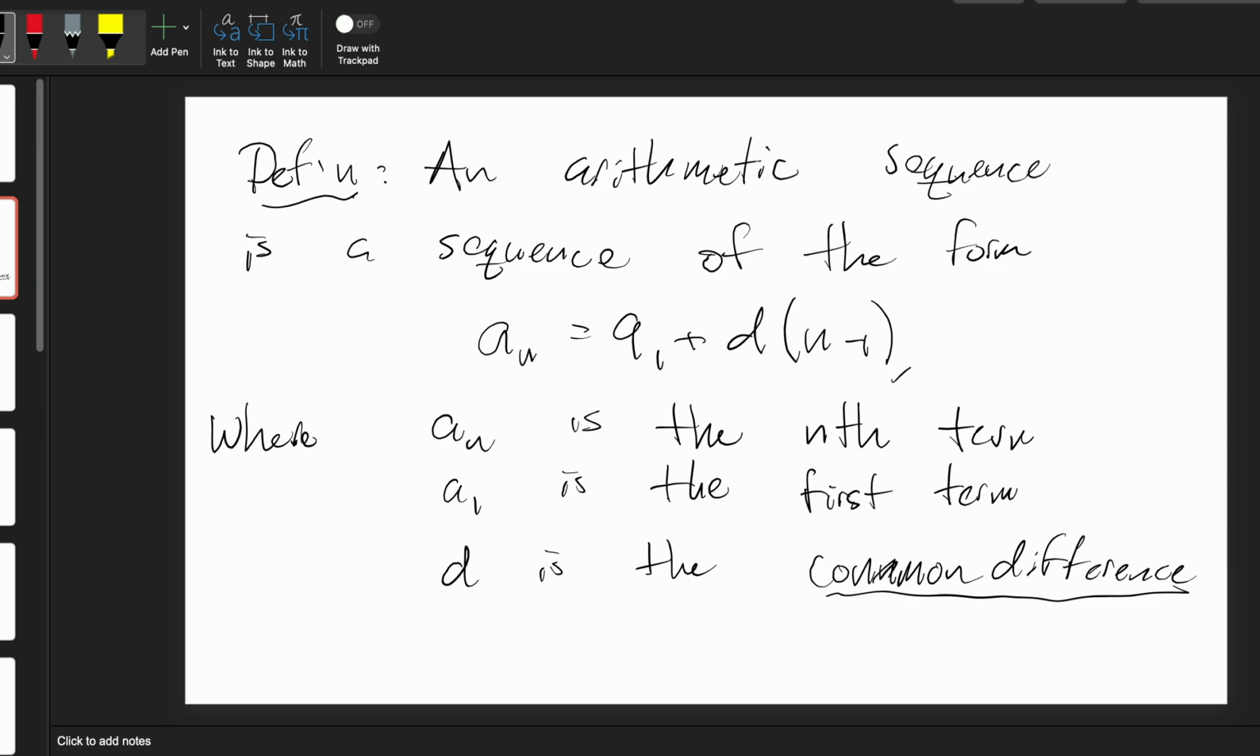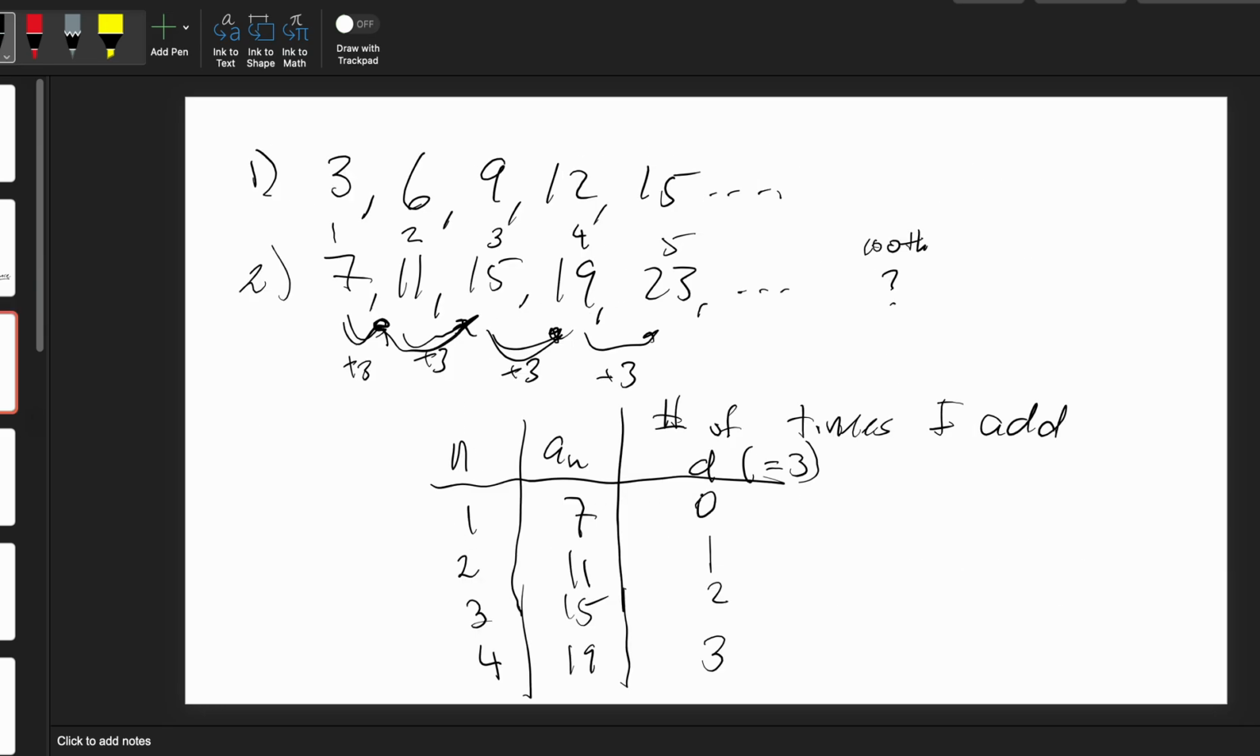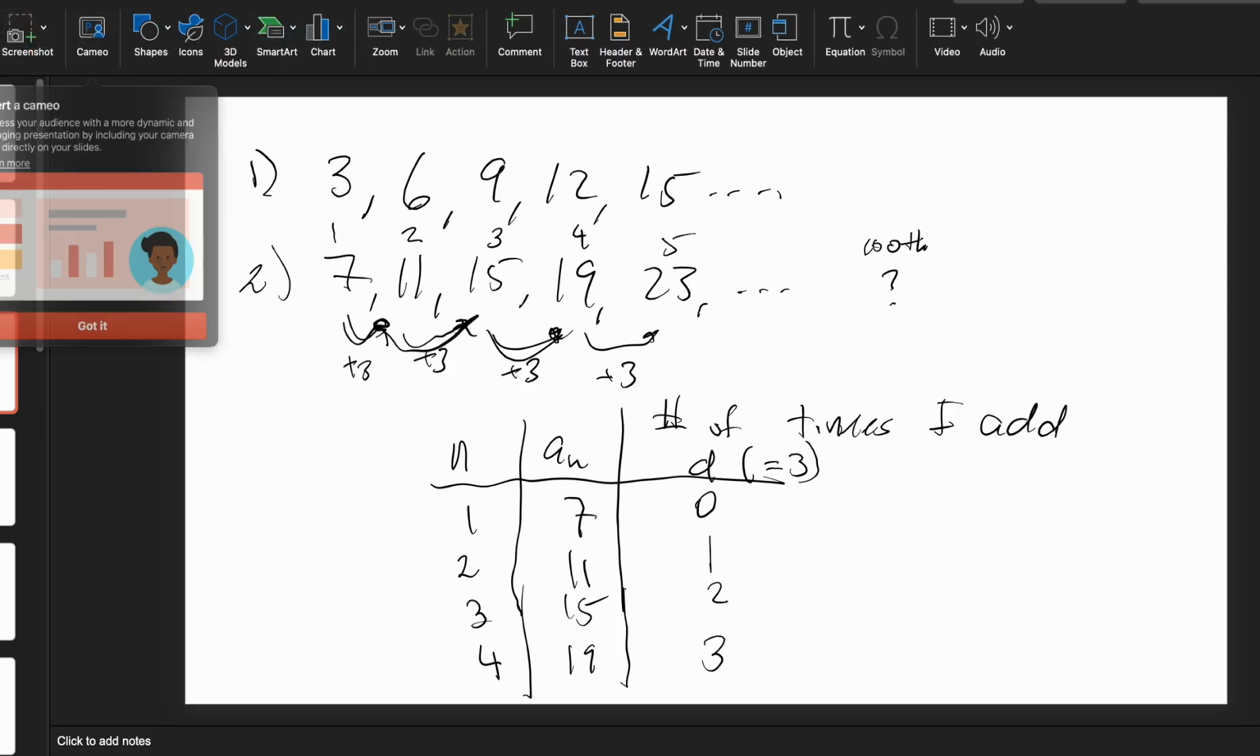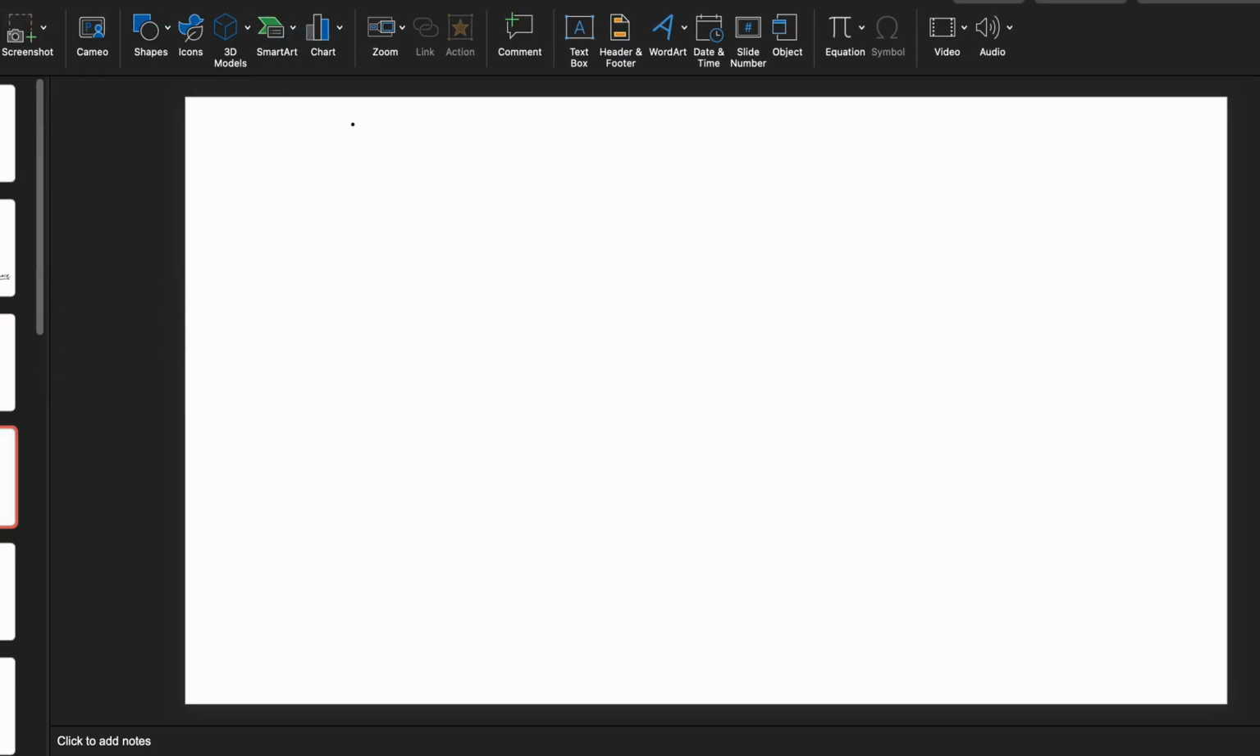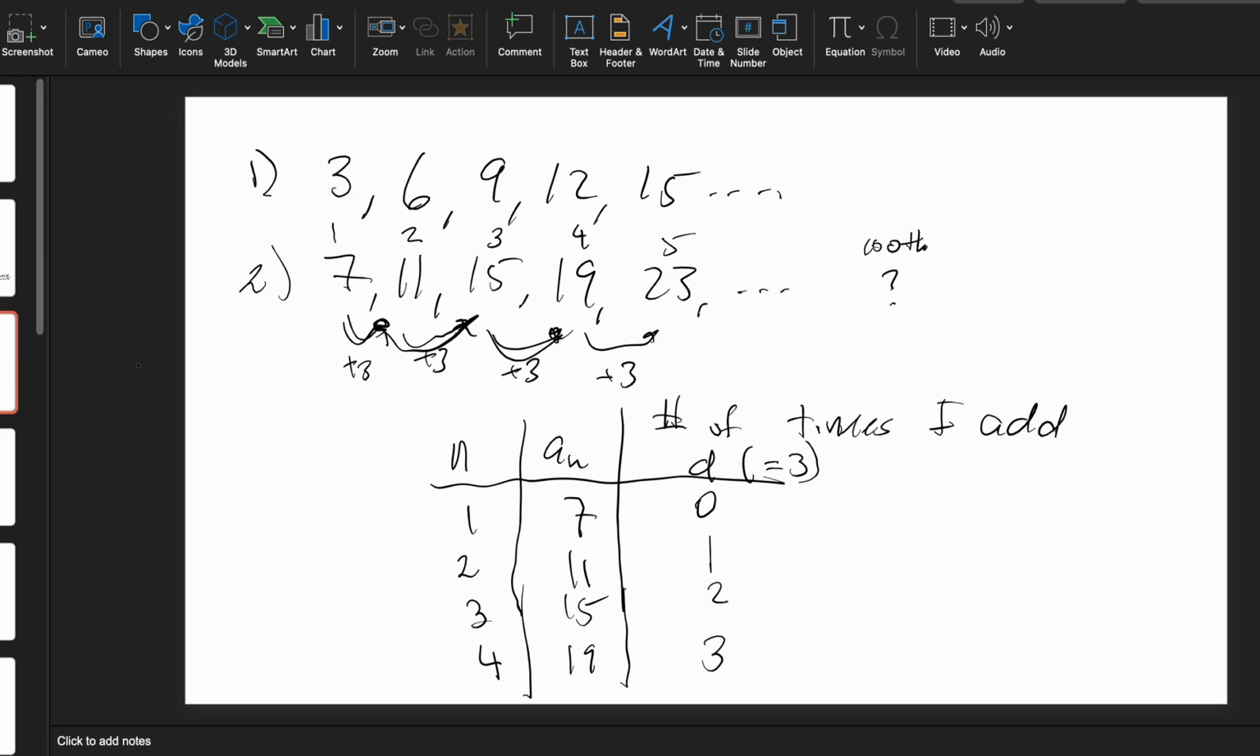Okay, so you're going to be adding d, n minus 1 times, and hopefully it's clear why you do that. Okay, so what is the 100th term here? Let me make a new slide here. What's the 100th term here?